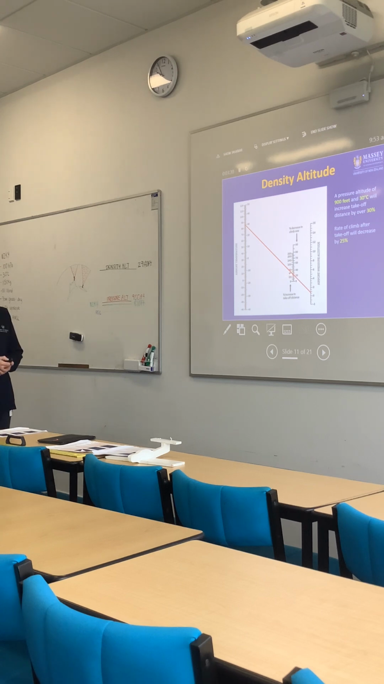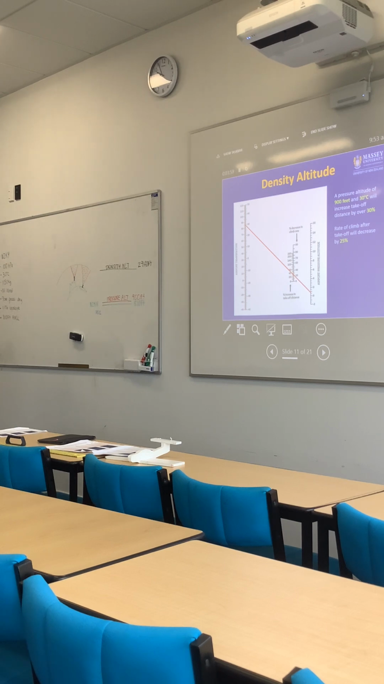And where it intersects here, we can get our percentage decrease in the rate of climb on the right hand side. So what's that, about a 25% decrease in the rate of climb at that pressure altitude with this temperature. That's quite a significant reduction in performance. And then on this side, we get our percentage increase in the takeoff distance. It's about 30%. That's a significant increase in the distance required to get to that 50 feet.